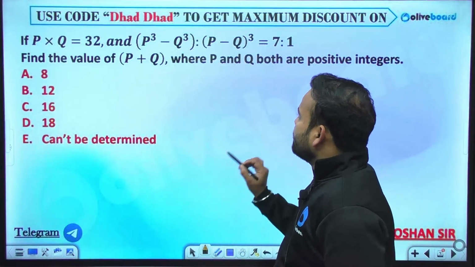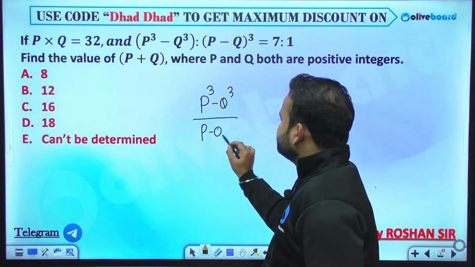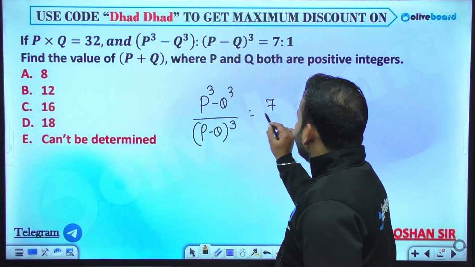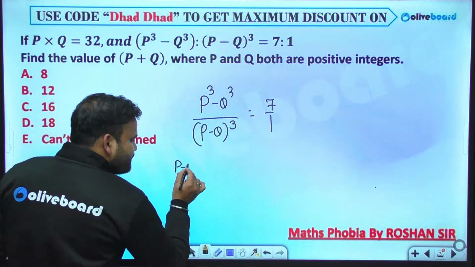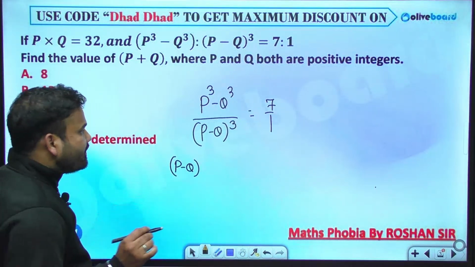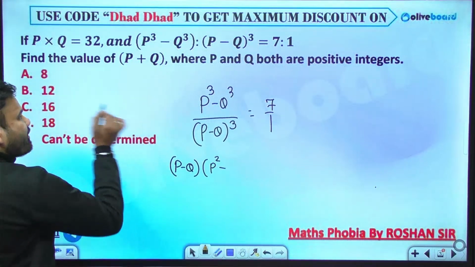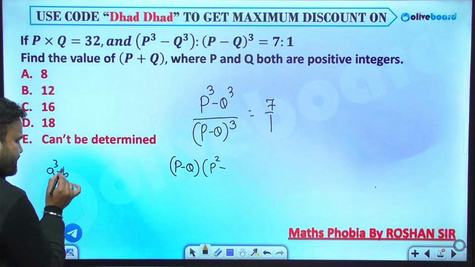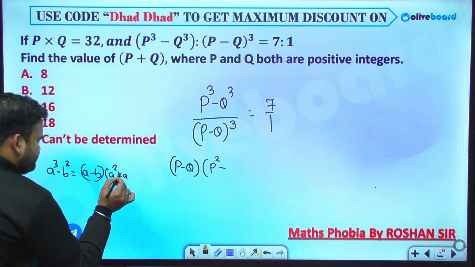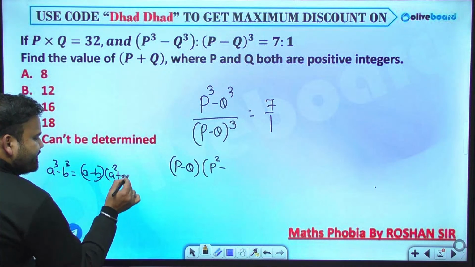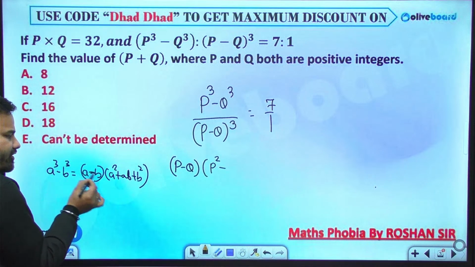Sir, if I take the value of P cube minus Q cube upon P minus Q whole cube, the ratio is 7/1. Okay? A cube minus B cube is what? A minus B times A square plus AB plus B square. This is an algebraic expression, a previous year question. And if you have A cube plus B cube, then this sign will be positive and the other will become negative.